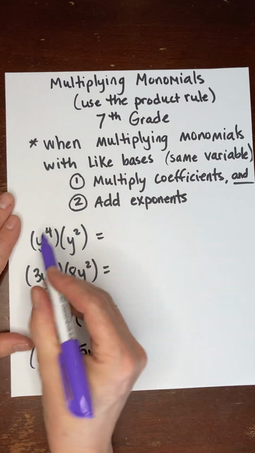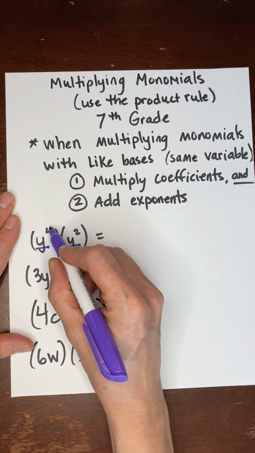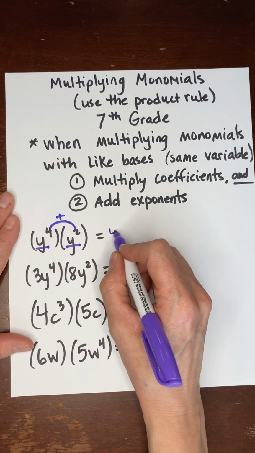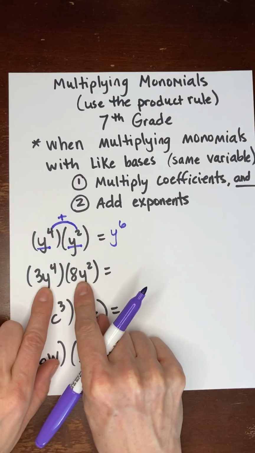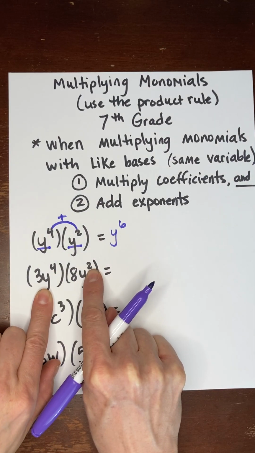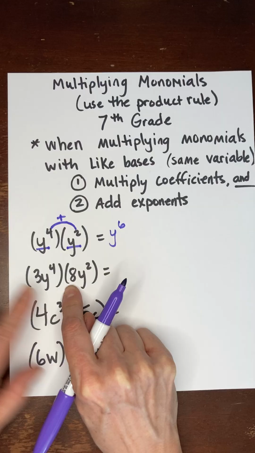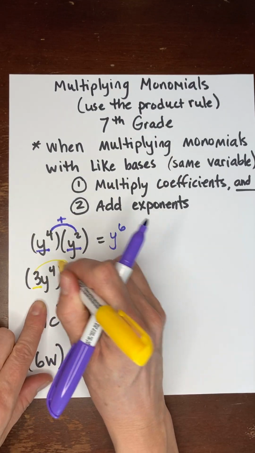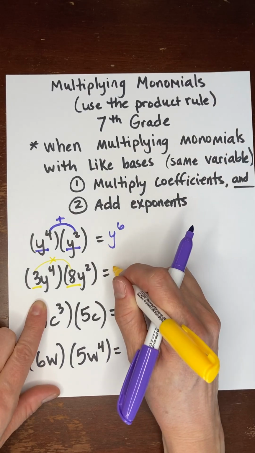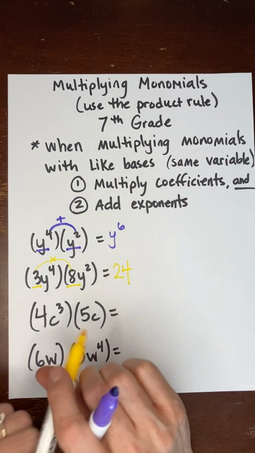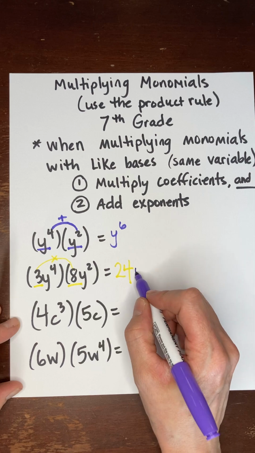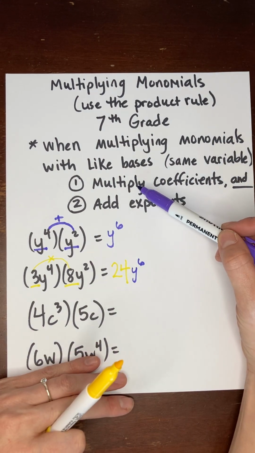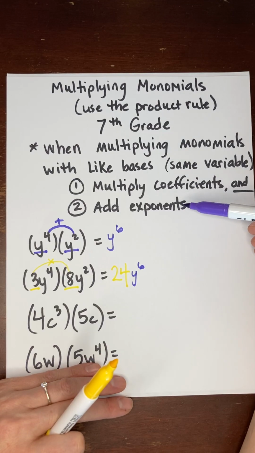So let's try. We have y to the 4 and y squared. Like bases mean I can add the exponents. So 4 plus 2 is 6, so y to the 6th. Now we have a 3 and an 8, so we're going to do 3 times 8, which is 24. And then we have y to the 4 times y squared, which is just y to the 6th that we did before. So we're multiplying coefficients and we're adding exponents.